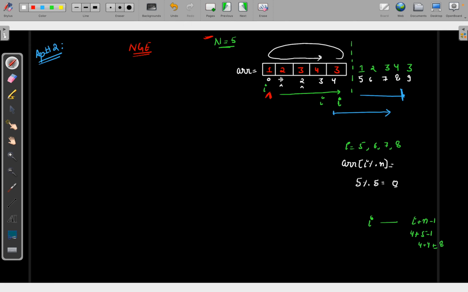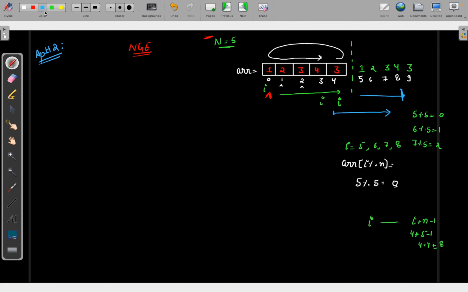Okay. But we are finding only the elements that are present in the array, right? So basically you can see 5 modulus 5 will give you 0. So you are pointing to the 0th index. Then 6 modulus 5 will give you 1. You are pointing to index 1. 7 modulus 5 will give you 2. So you are pointing to the second index, right? So you are moving ahead, but you are finding the elements in the array itself.